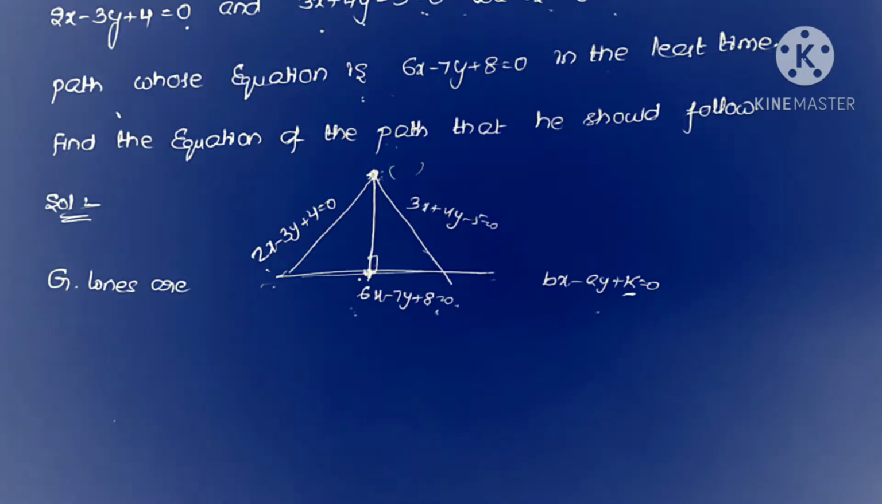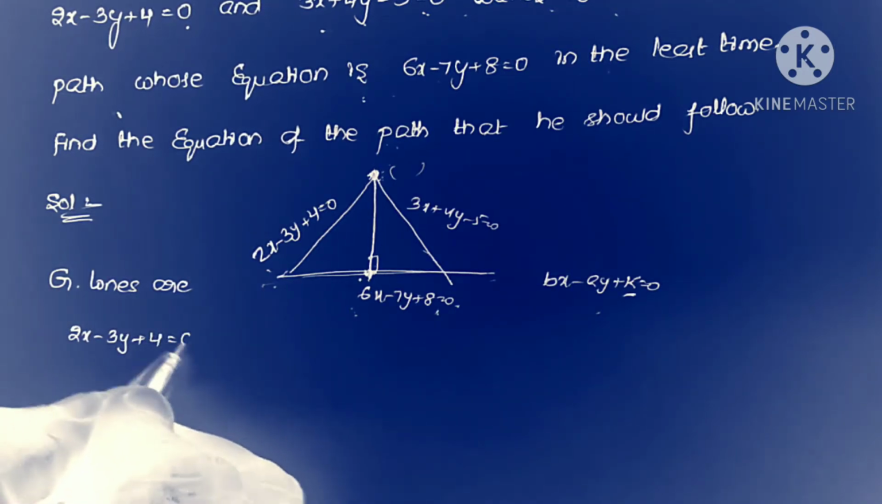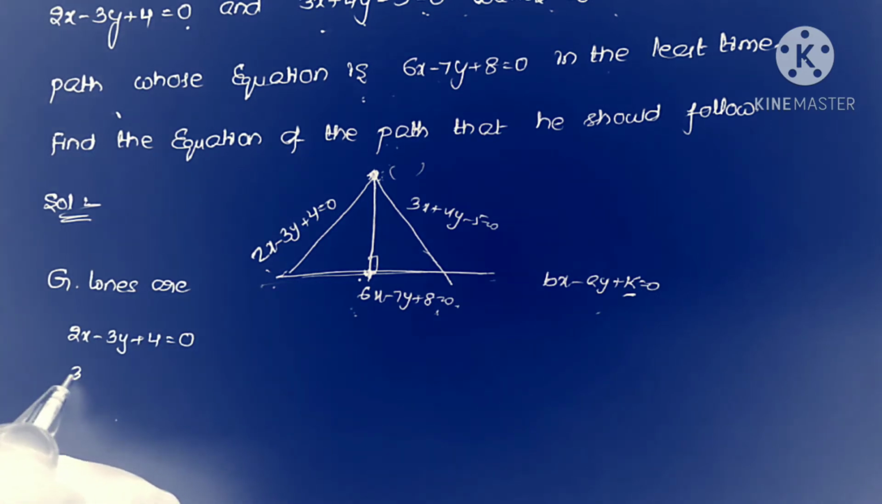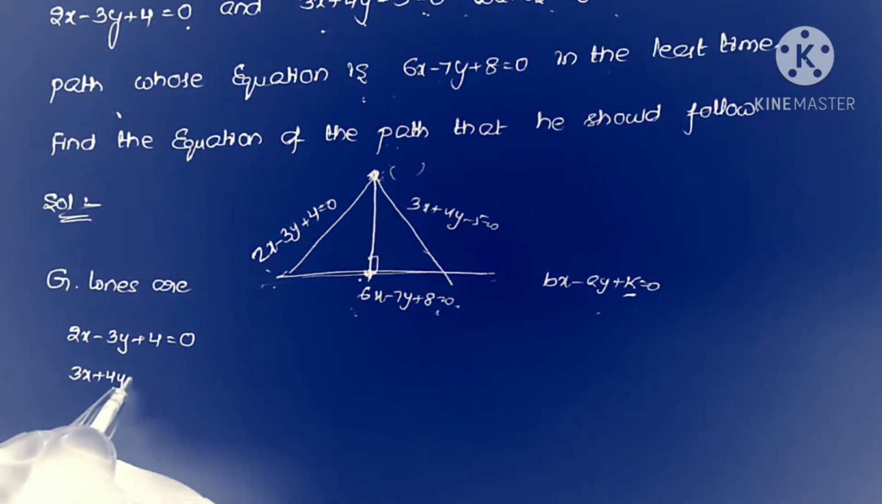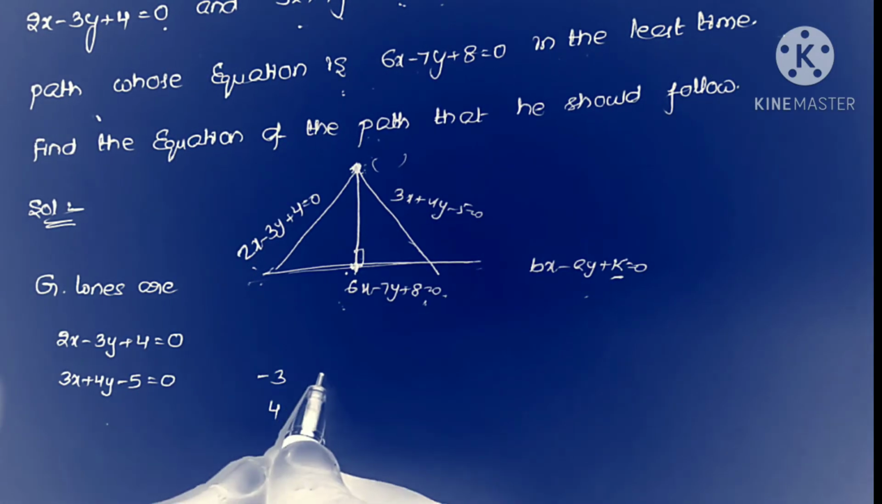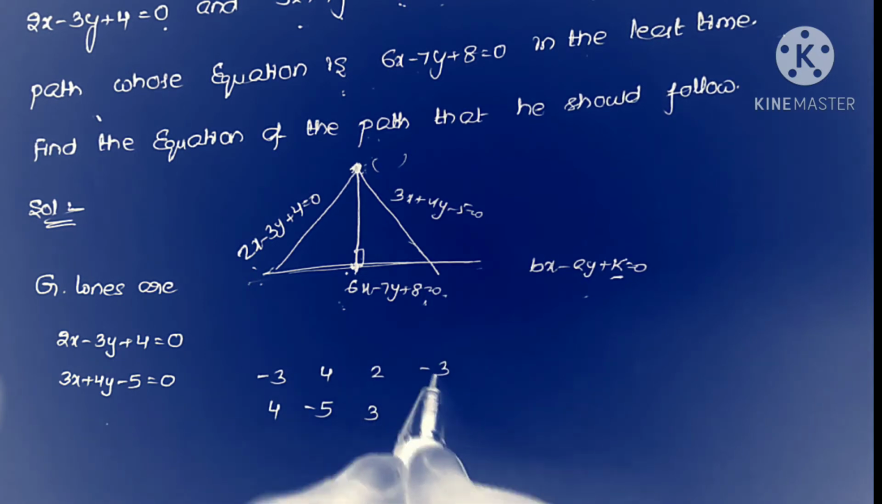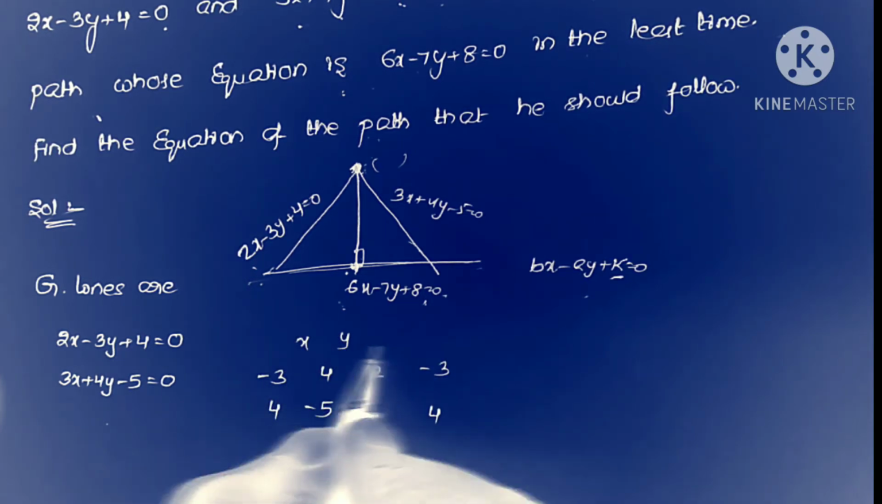That is the procedure. So first I write the given lines here. The first line is 2x minus 3y plus 4 equal to 0, and the second line is 3x plus 4y minus 5 equal to 0. Next, finding the point of intersection of these two lines. Middle values, last values, first values, again middle values. And this is x, y, 1.